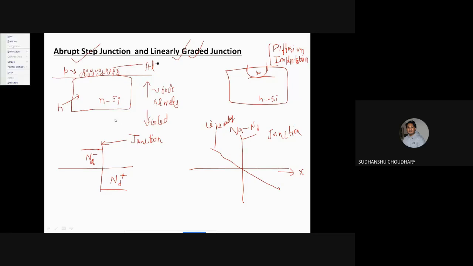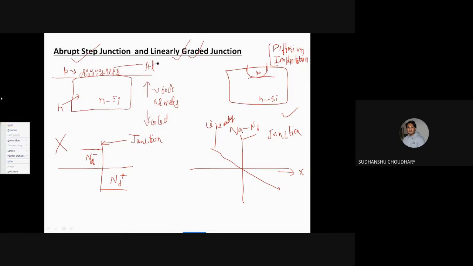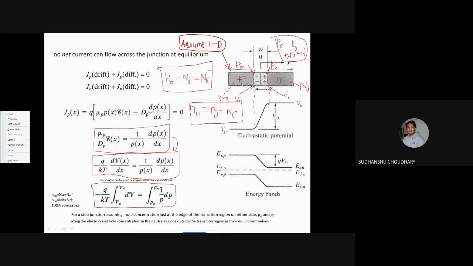In fact, we do not use this junction now. This is more popular now, so in modeling and in fabrication, we utilize this one. This is not used now. But for our discussion purposes, since it is simple to understand, we are considering that the junction is an abrupt junction, or step junction. Okay, now let us carry on.